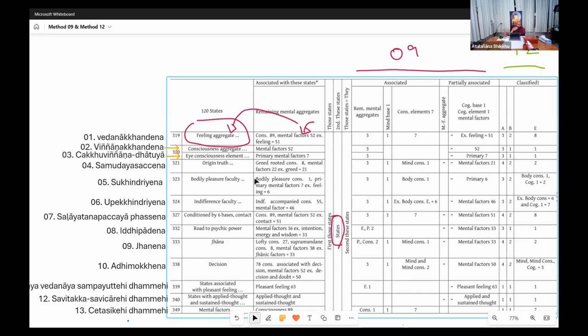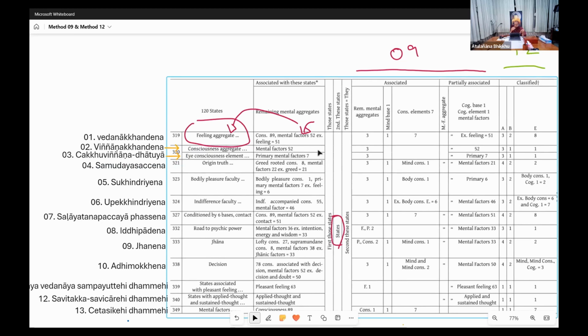Right. Okay. So now we move into the third group, Chakku Vijnana Dhatuya, which is the eye consciousness element. The eye consciousness element is associated with the primary mental factors, the universal ones, the Sabbha Chitta Sadharana mental factors. So we have these 7 mental factors here.